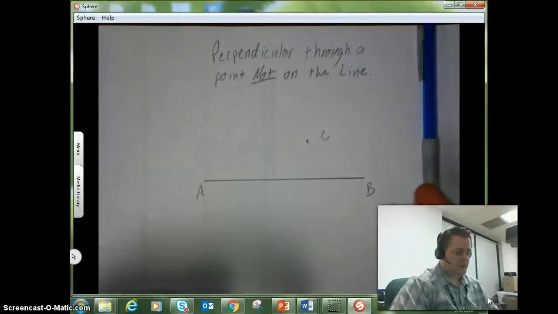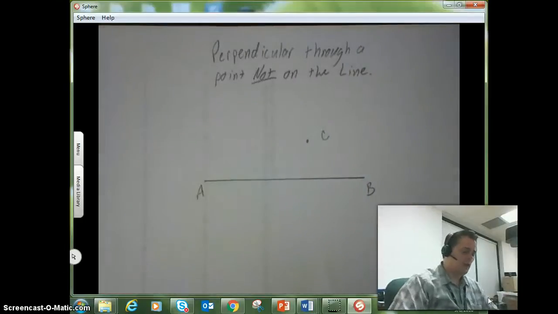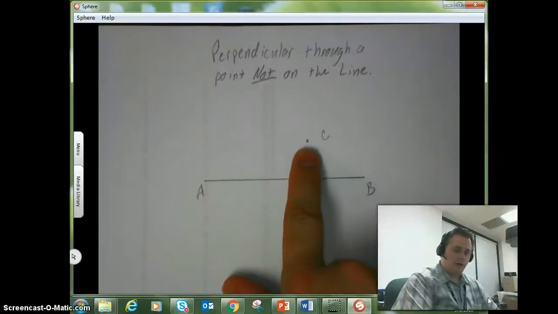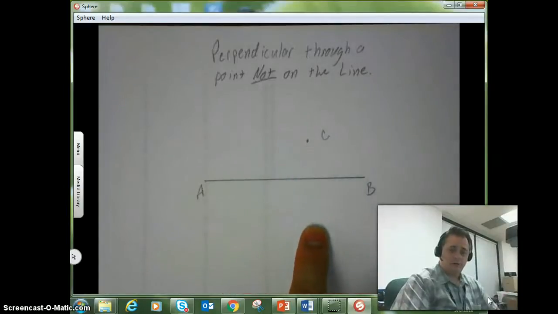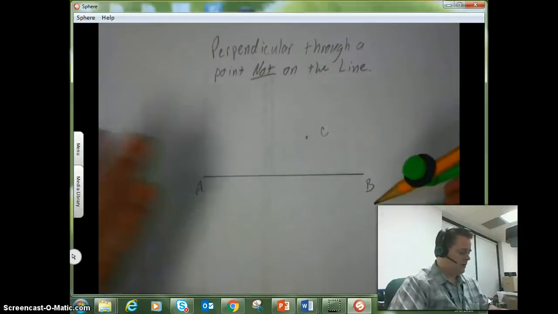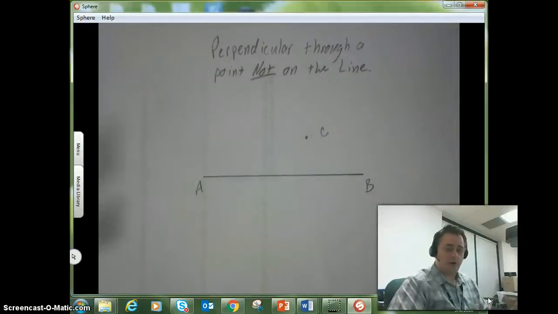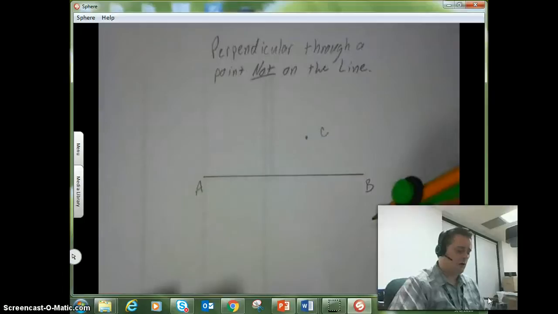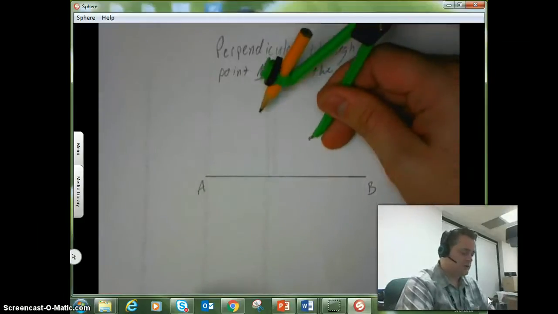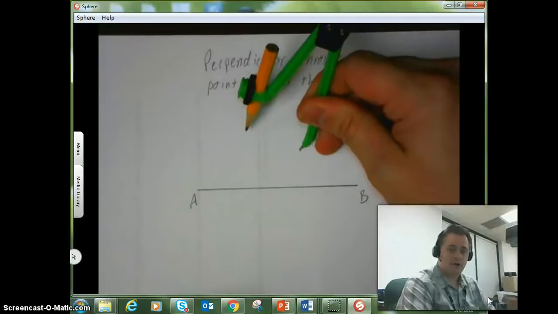So at this point, what we want to do is figure out a way that I can make a line that goes through point C, from point C down through segment AB, and make a right angle. And we have to give ourselves some points of reference to work with. Now, again, depending on whether you're right-handed or left-handed, you'll take the point of your compass and you'll place it at point C.